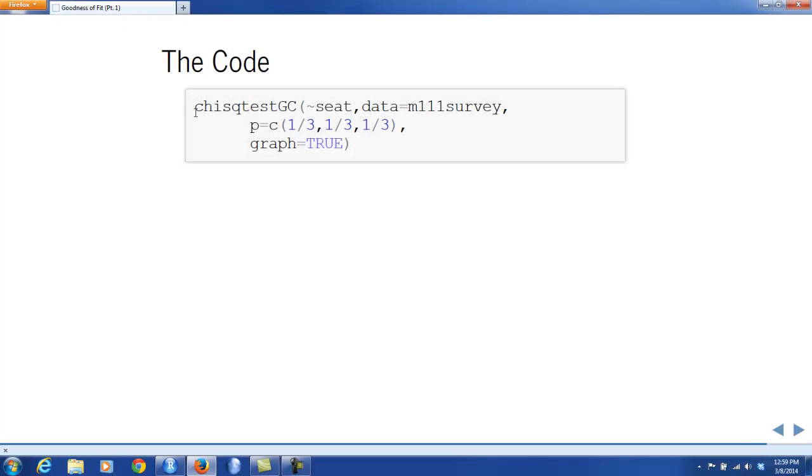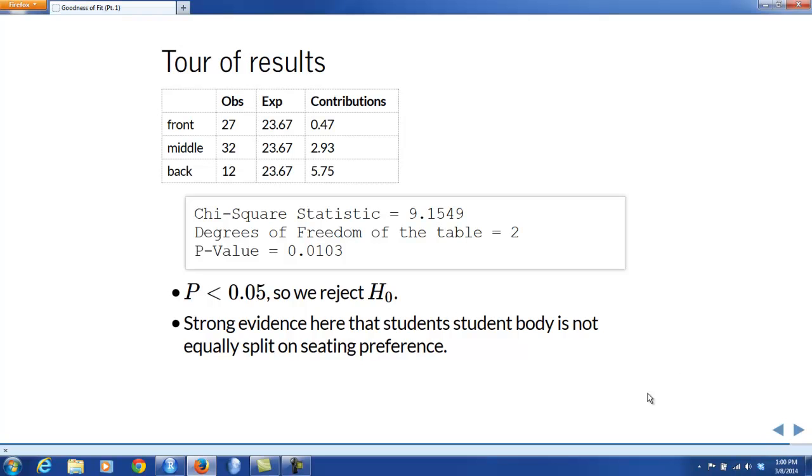The code for the test can use formula data input if you like. So we have one factor variable in consideration. We just need a twiddle in front of it to signal the presence of a formula. The data frame is Math 111 survey. That's where the seat variable is housed. We need to deal with the p argument, which sets what the null hypothesis believes the population proportions are. Since the null believes that each of them is 1/3, we provide a list of 3 1/3s, and perhaps we would like a graph. Here's a little tour of the results.